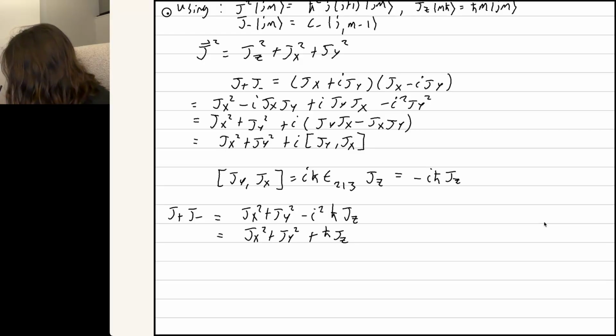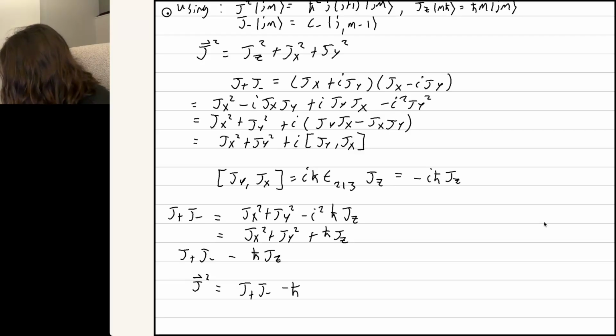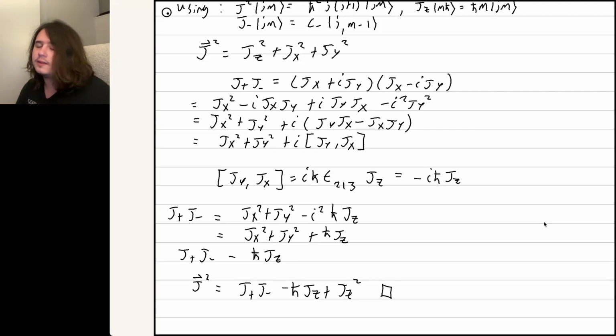So let's just use this to get an expression for jx squared and jy squared and plug it into our j squared equation, which now is going to read j plus j minus minus h bar jz plus jz squared. Done. That's how you do that proof.